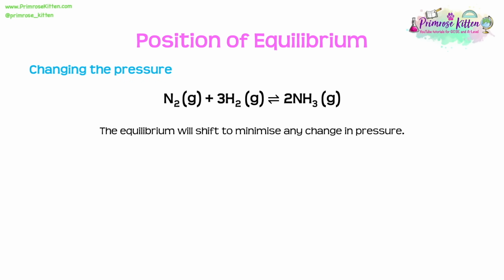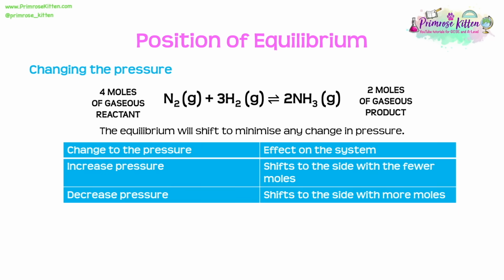Now let's have a look at the effect that changing the pressure has on an equilibrium. When we're looking at this, we always need to look at how many gas moles we have on the reactant side and on the product side. So here I can see that in the Haber process, we have 4 moles of reactants and 2 moles of products. Now the equilibrium always wants to shift to minimise any changes. So if we want to increase the pressure, then the equilibrium wants to decrease the pressure. Now the way that it can do this is to shift to the side with the fewer moles.